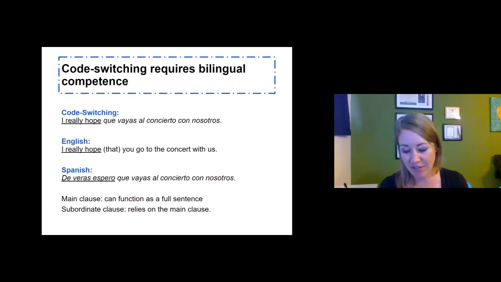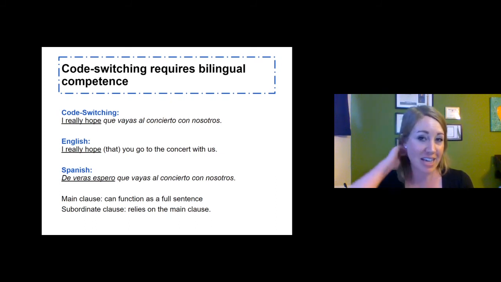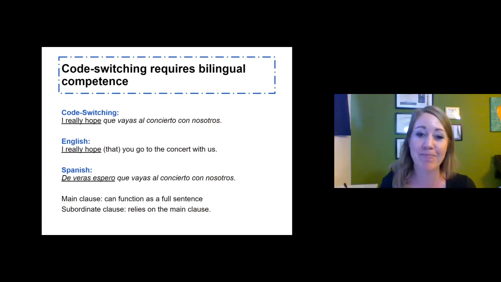Okay, and there's a reason for that, and I'm going to try to explain a little bit of grammar to you that you don't necessarily have to memorize, but hopefully it can make sense. So let's look at the English sentence. It's the second line. I really hope you go to the concert with us, or I really hope that you go to the concert with us. Okay, so in this English sentence, we have two clauses. We're going to learn about clauses and syntax, but let me explain this sentence to you so that you can follow this point I'm making.